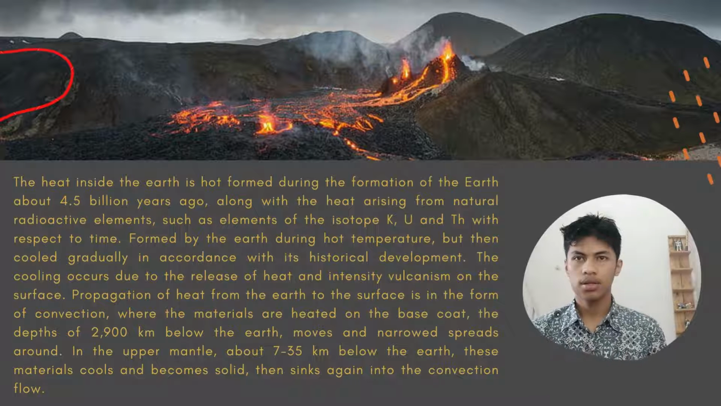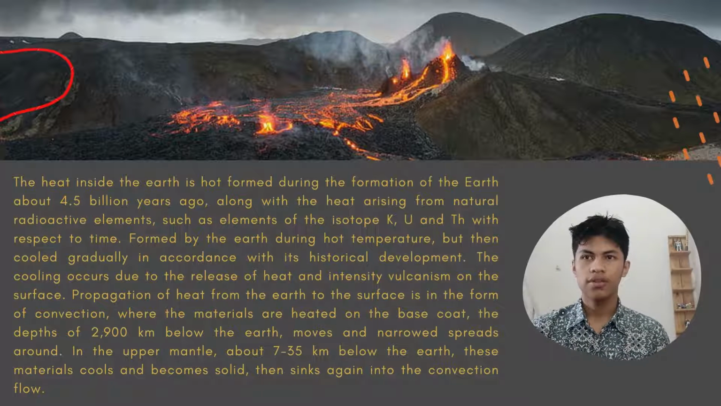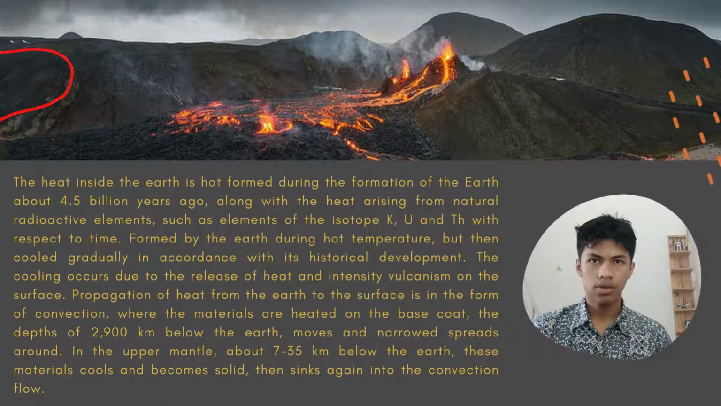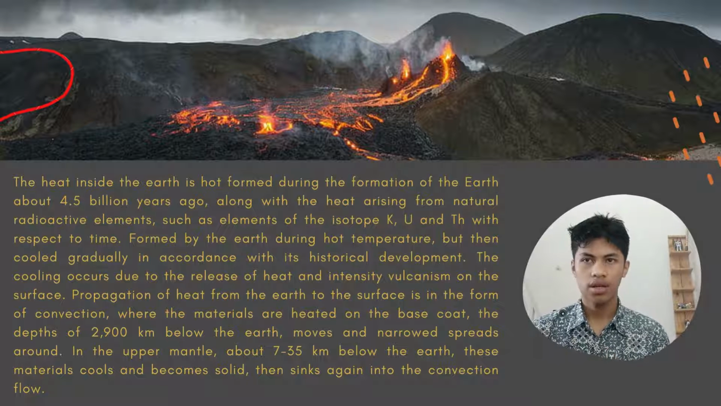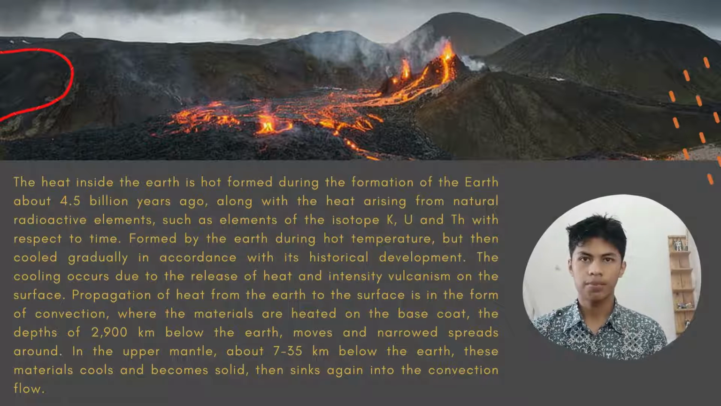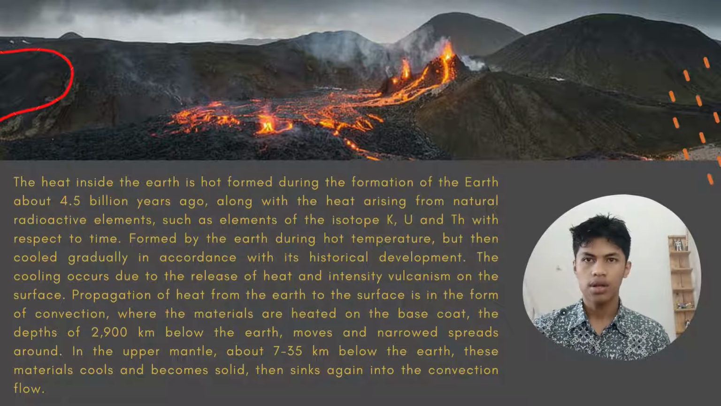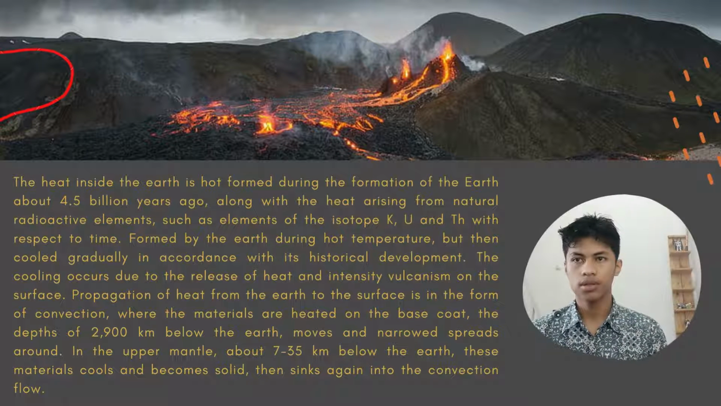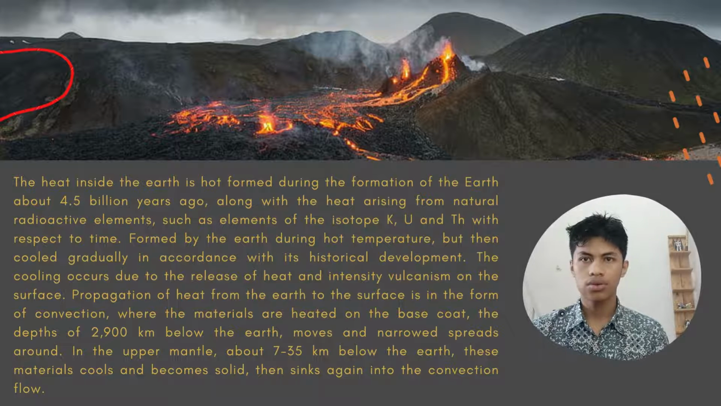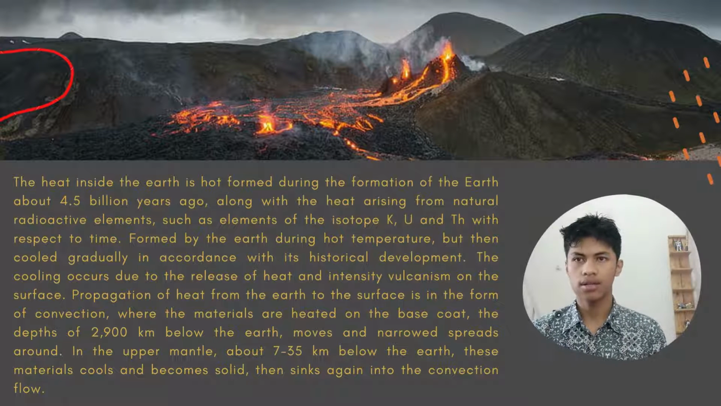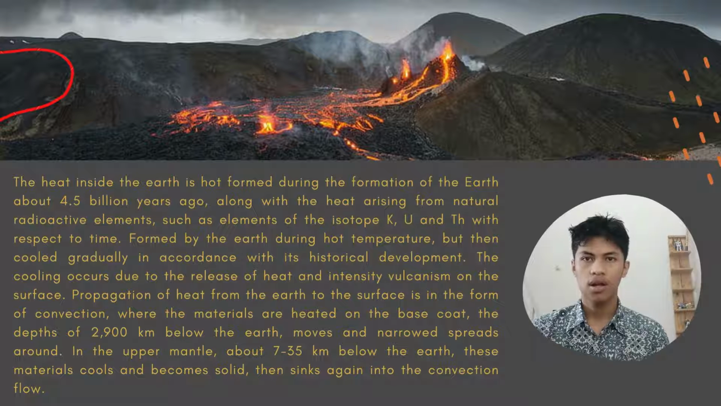The heat inside the Earth was formed during the formation of the Earth about 4.5 billion years ago, along with the heat arising from natural radioactive elements, such as the isotopes of K, U, and Th. The Earth was formed at a hot temperature, but then cooled gradually in accordance with its historical development. The cooling occurs due to the release of heat and the intensity of volcanism on the surface.